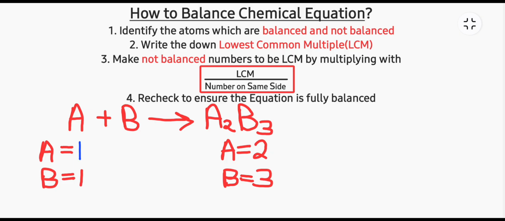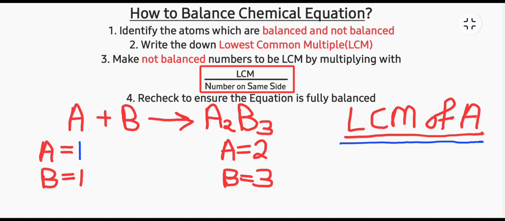So let's write down the lowest common multiple for the ones which are not balanced. And then let's start with A. So lowest common multiple of A.